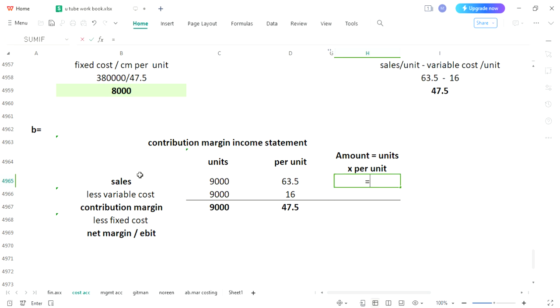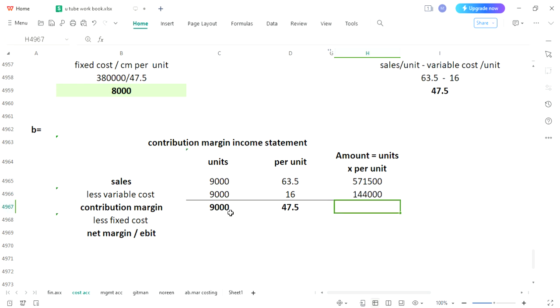Unit of sales are 9,000. And we need to multiply it with per unit, which is 63.5. This way we have got our sales. Now let's calculate the variable cost. Number of units are 9,000 and you will multiply it with per unit 16. We have got our variable cost. Now we can calculate our contribution margin.